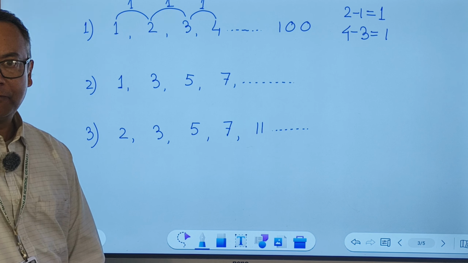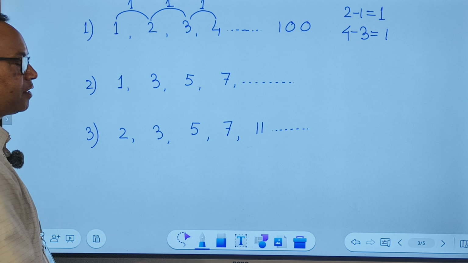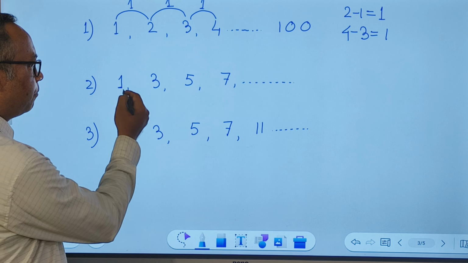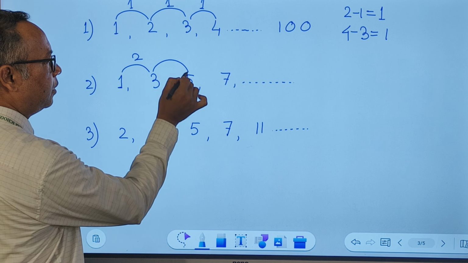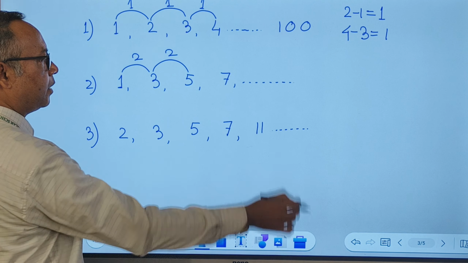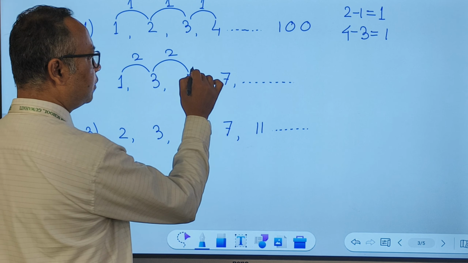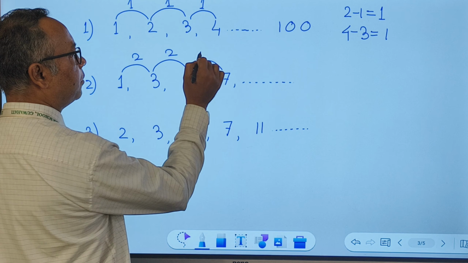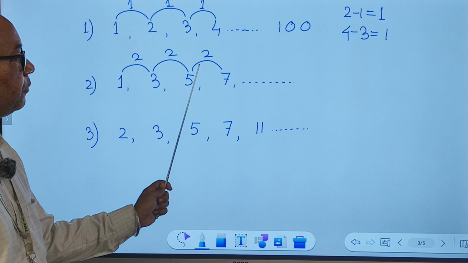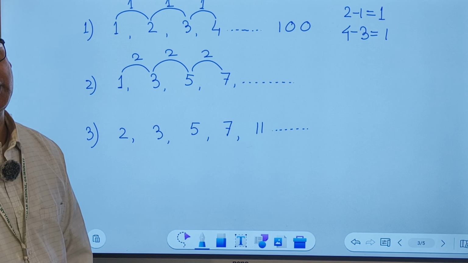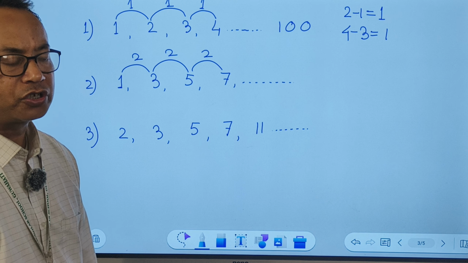In this particular case, if we see the difference between the first and the second, 3 minus 1, 2. In this case, see, 5 minus 3, again 2. In this case, 7 minus 5 is again 2. So in this case also, the difference between two consecutive numbers is constant, isn't it?